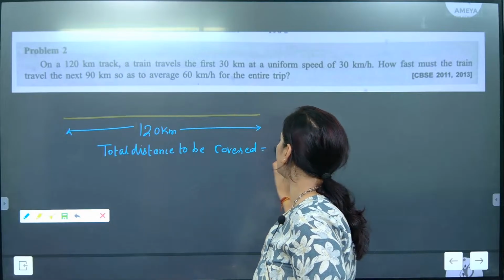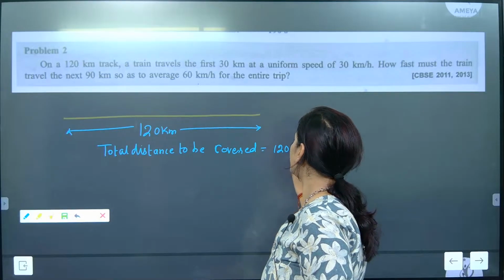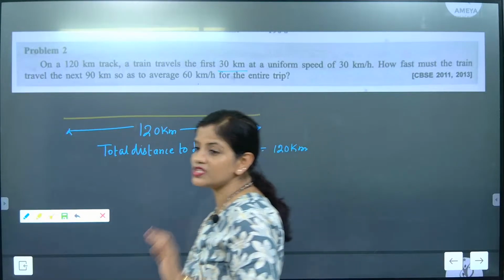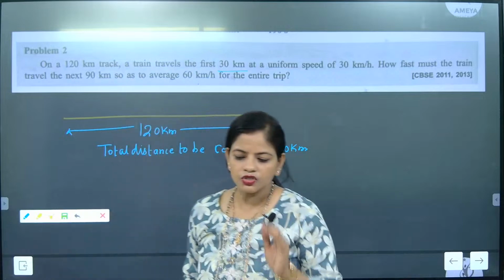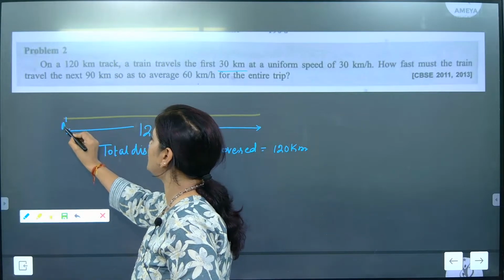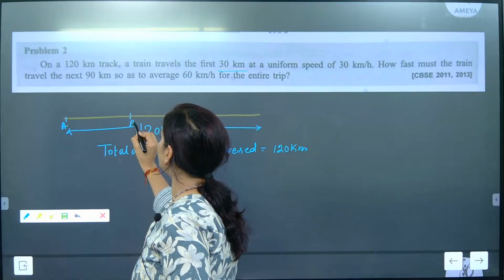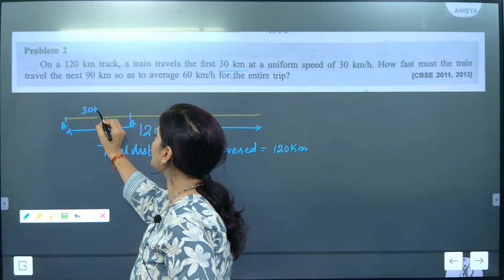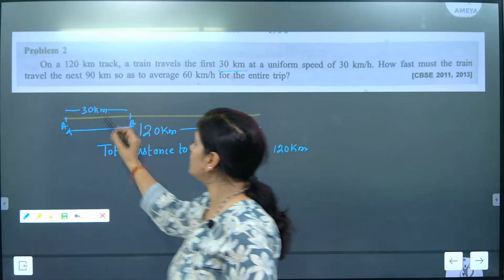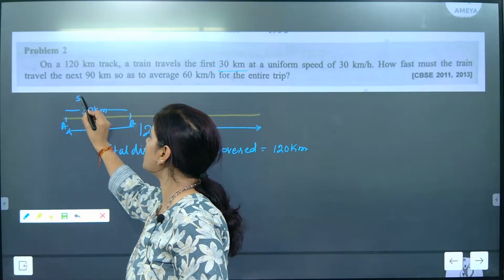Total distance to be covered is how much, beta? 120 kilometers. But they are only asking about 30 kilometers. First, how many kilometers? 30 kilometers. So we are going to mark a point for 30 kilometers. Let this point be A and this point be B. So distance is exactly how much, beta? 30 kilometers. Understood?